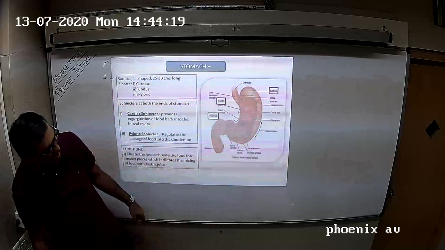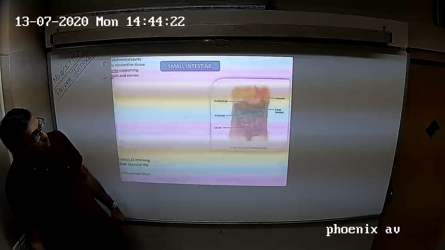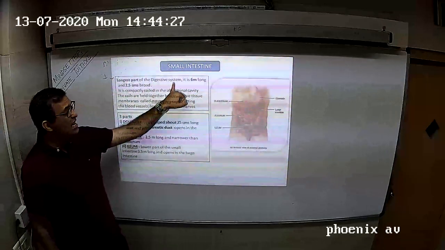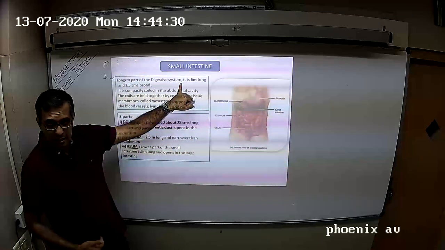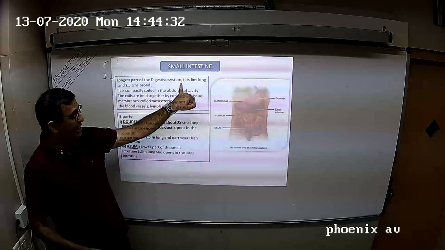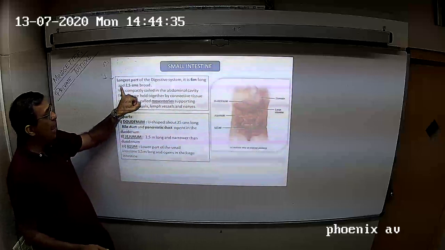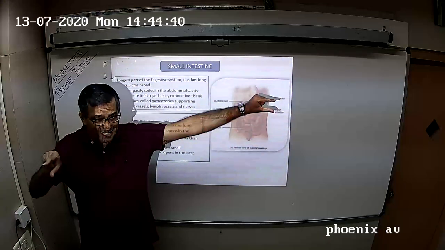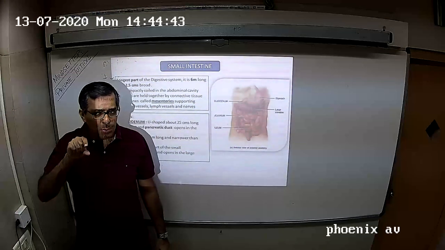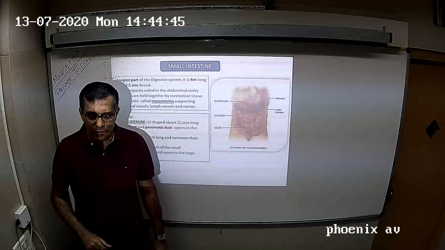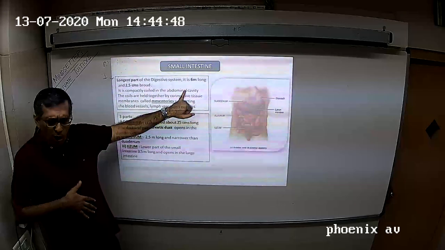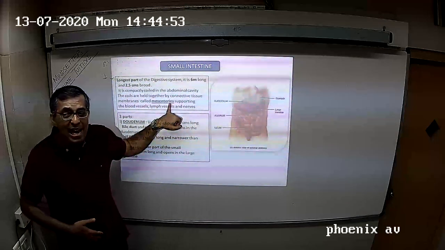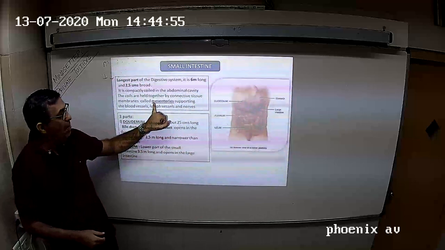So that's your stomach, and then we have the small intestine. The small intestine is the longest part of the digestive system. Sabse lamba kaun sa hai? Small intestine. 6 meters long and 2.5 centimeters broad. What is the length of the small intestine? 6 meters. How much is the thickness of the small intestine? 2.5 centimeters. And it is compactly coiled in the abdominal cavity and is held together by peritoneum, which is called mesentery.